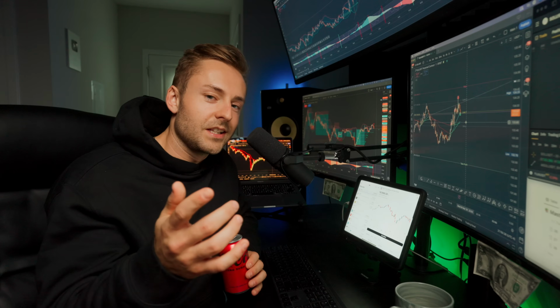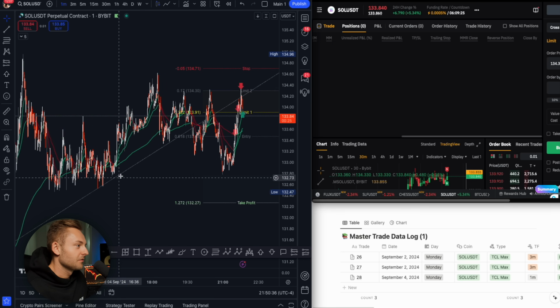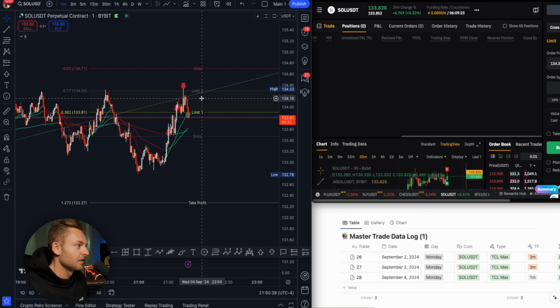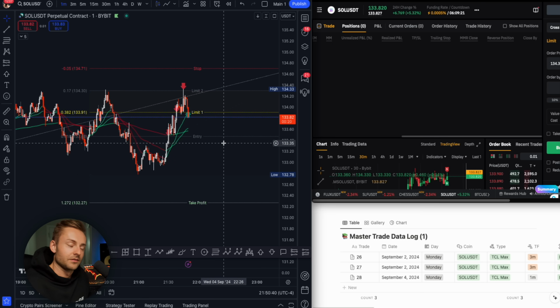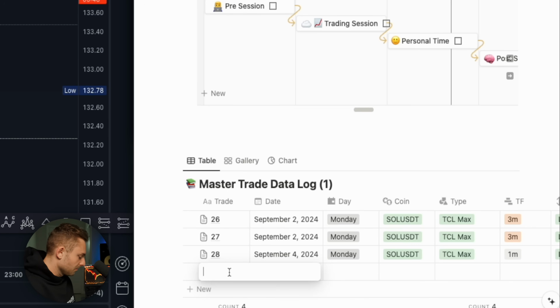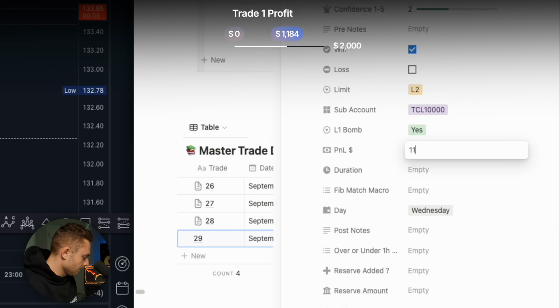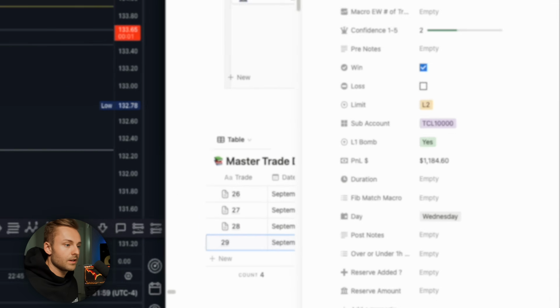For those ICT lovers out there, just saying, support and resistance. I don't know, we got some resistance off of this level, anticipated up into this secondary limit, and then got a reversal down. Anyway, so we got a nice big dump on this position, so I can add this as my 29th trade. We were able to make 1,184.60 on that trade. So nice trade.